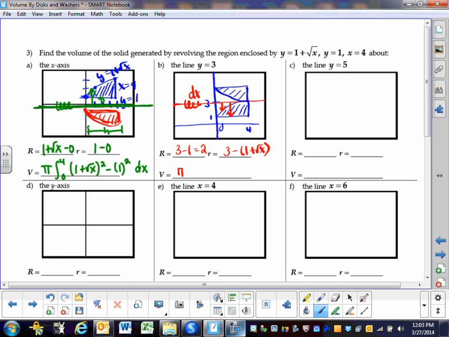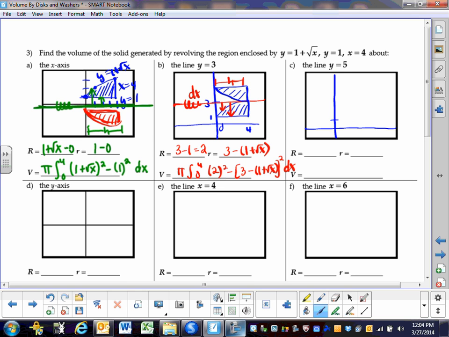So we have pi. Our height of the shape, because it's lying on its side, is still from 0 to 4. The outside radius squared minus, now you can simplify this, but again, you really want to think about banking your points. So minus 3 minus, so I'm not even going to simplify any of it. 3 minus 1 plus root x, all squared, dx. You can always do the simplification later if you have to do the problem by hand. Okay, if we take the same shape around the line y equals 5.